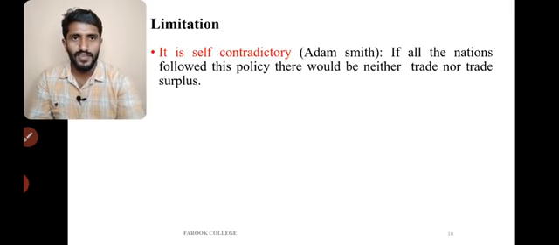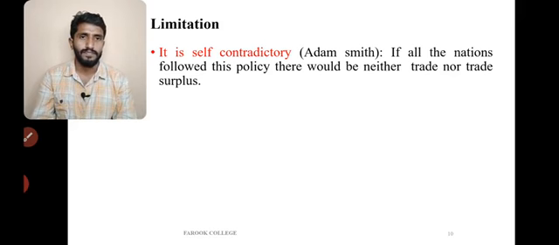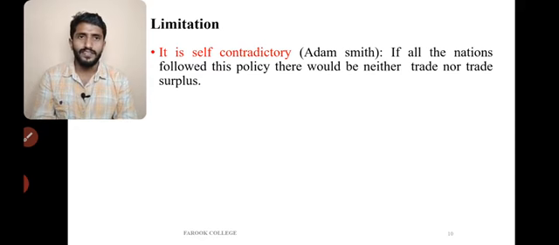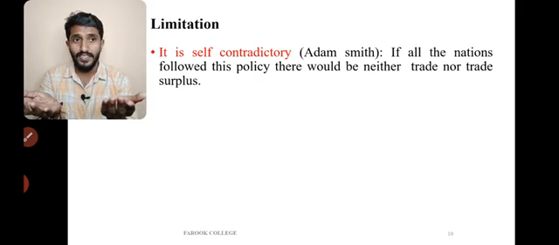So we can check what the limitations of these ideas were. Firstly, it is self-contradictory. Why is it self-contradictory? Adam Smith has criticized the mercantilists on this idea. If all nations followed this policy, there would be neither trade surplus nor trade itself.